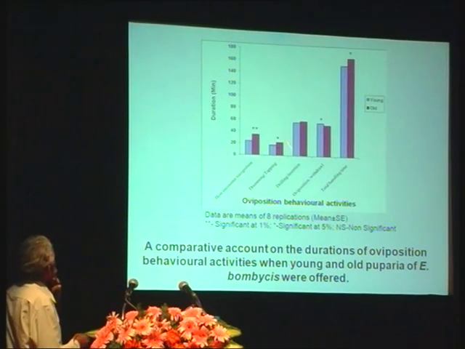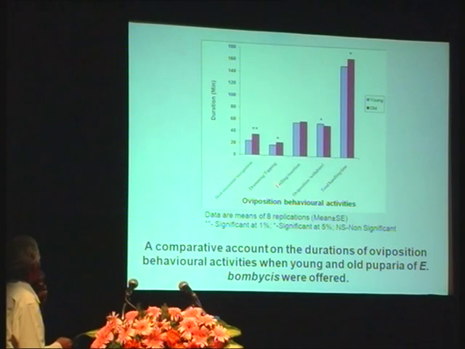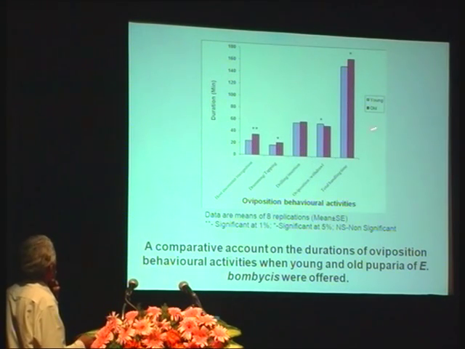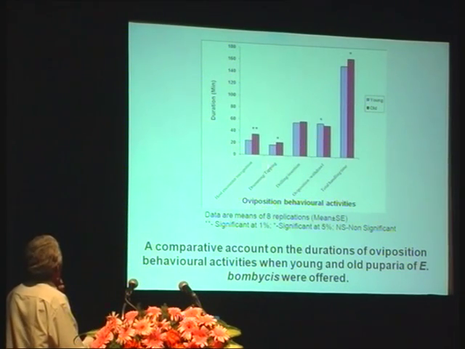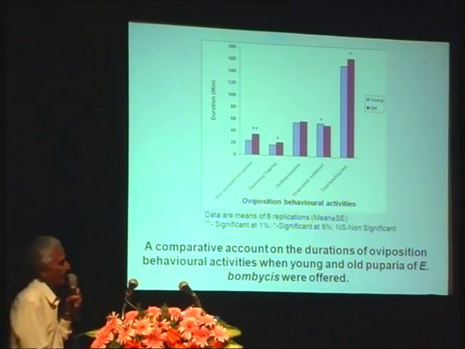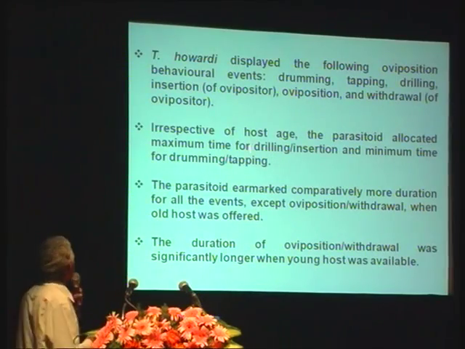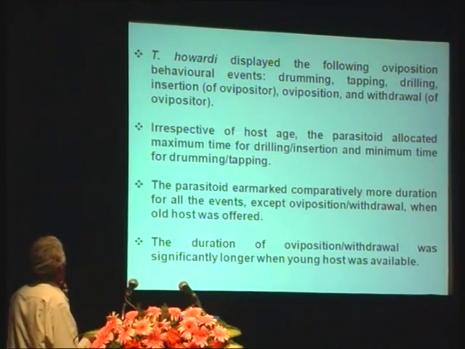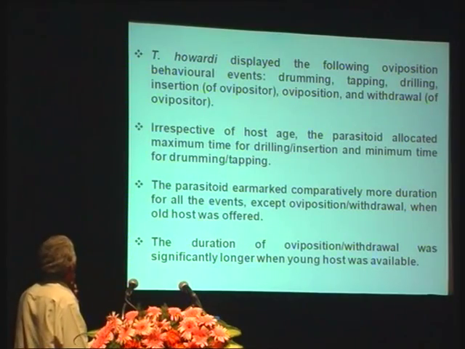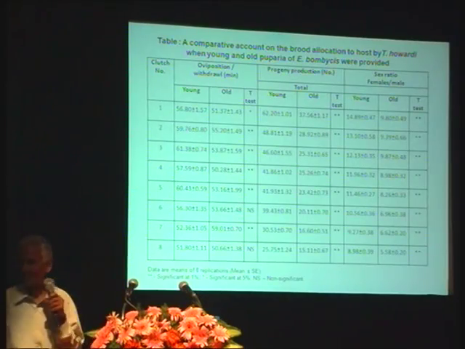So here is the chart indicating the time allocation. Graph indicating the time allocation for each of the oviposition activities. The maximum time is allocated for drilling and insertion, and the minimum for drumming and tapping. So this is the summary of the whole findings. So you can ask questions.